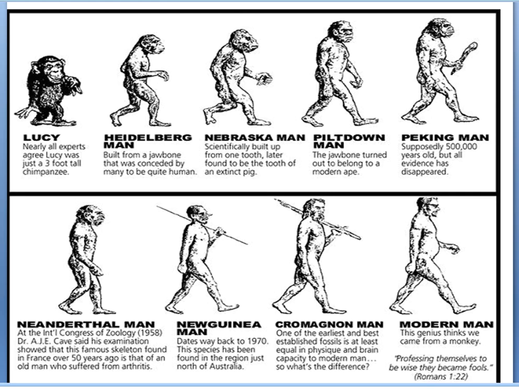Through this map, you can understand the growth of human beings from Australopithecus to modern man. Lucy was the name given to the first skeleton of Australopithecus, which was found in Ethiopia. Then Heidelberg man evolved. Then Nebraska man, Piltdown man, Peking man, Neanderthal man, New Guinea man, Cro-Magnon man, and finally the modern man came into being.